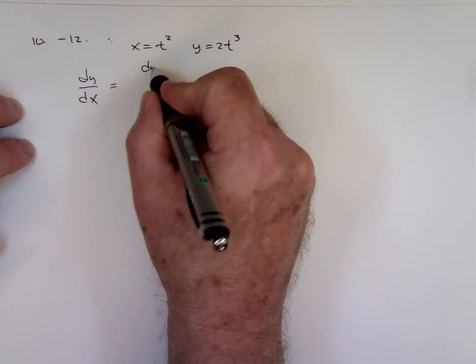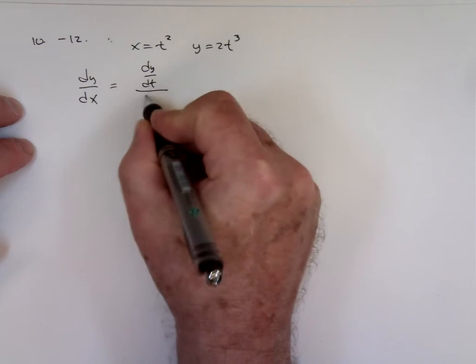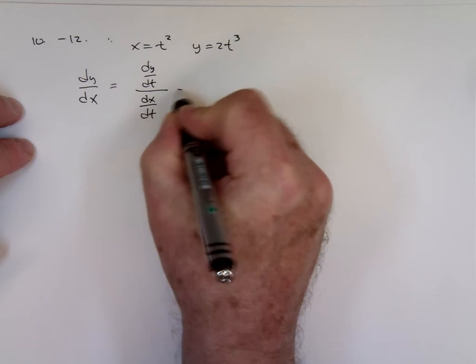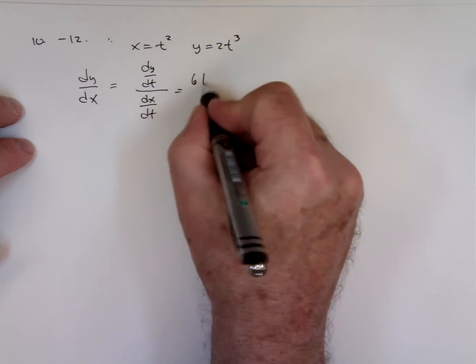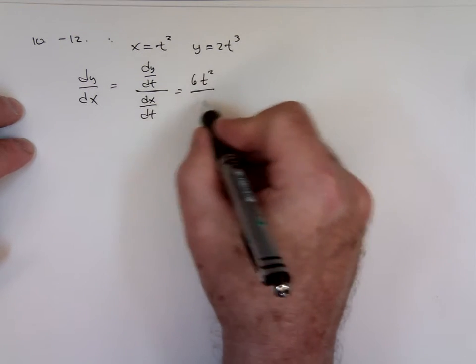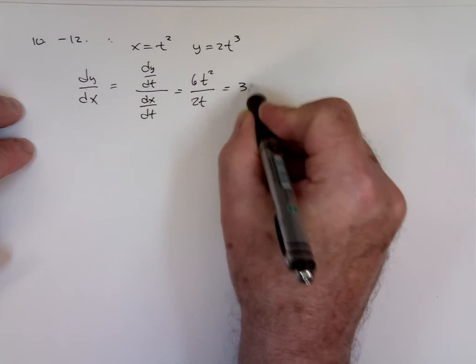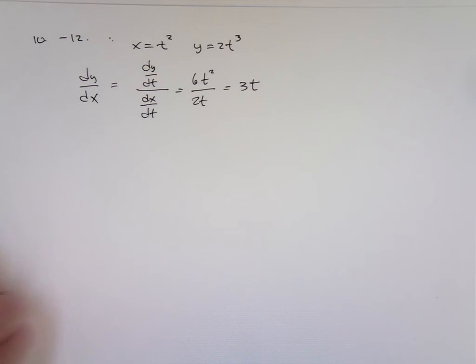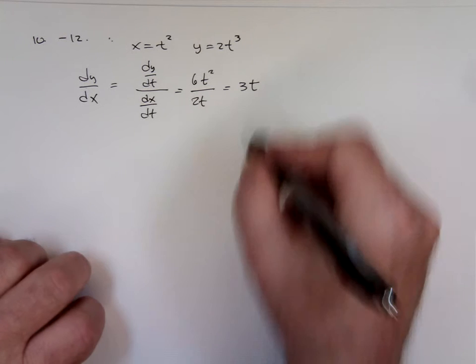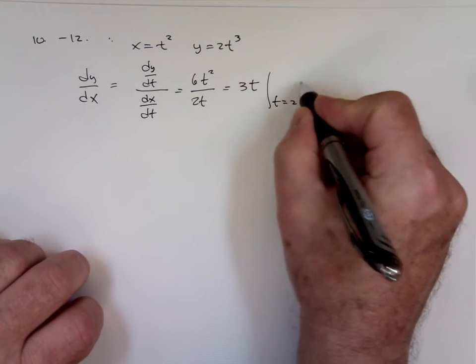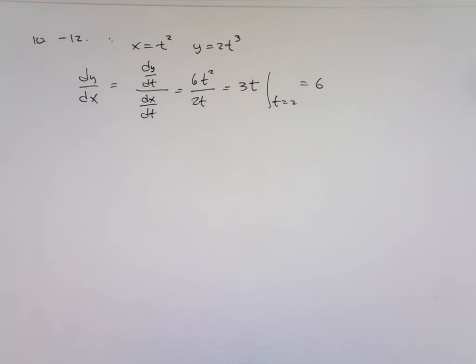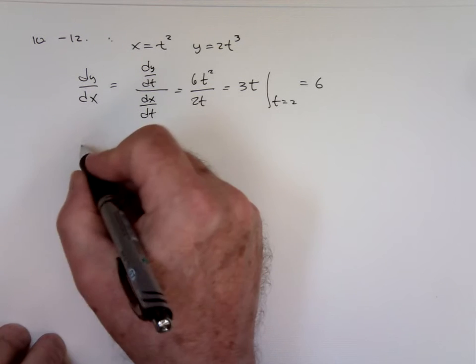So you get dy/dt over dx/dt. dy/dt is 6t squared. dx/dt is 2t. We'll end up with 3t. Okay? And we want to know at t equals 2. That would be 6. So the slope of the tangent line, dy/dx, at that point where t equals 2 is 6.